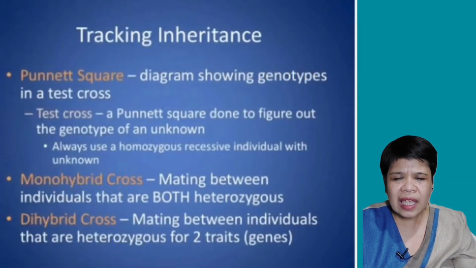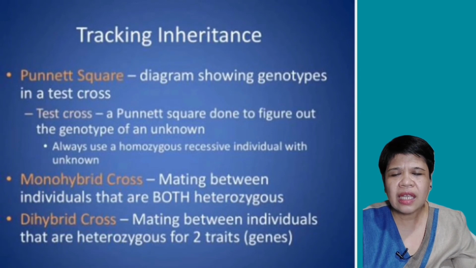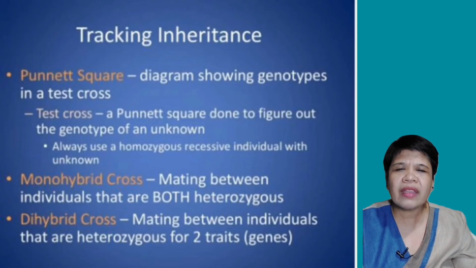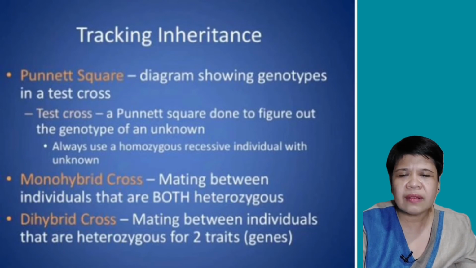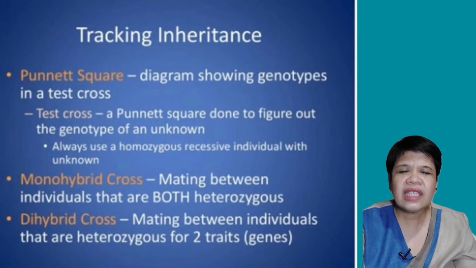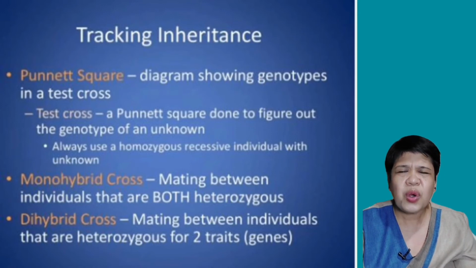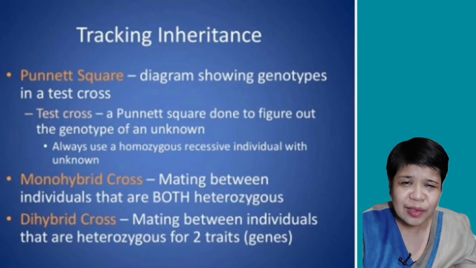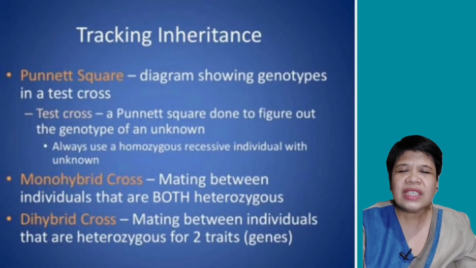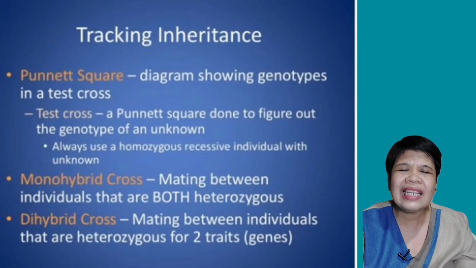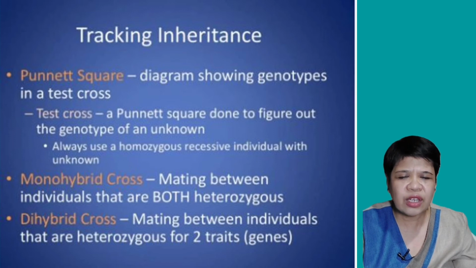Now, let us have the tracking inheritance. We have the so-called Punnett square. Ano ba tinatawag natin na Punnett square na yan? Punnett square is a diagram showing genotype in a test cross. So, ano naman yung tinatawag natin na test cross? Test cross is a Punnett square done to figure out the genotype of an unknown. Always use a homozygous recessive individual with the unknown.